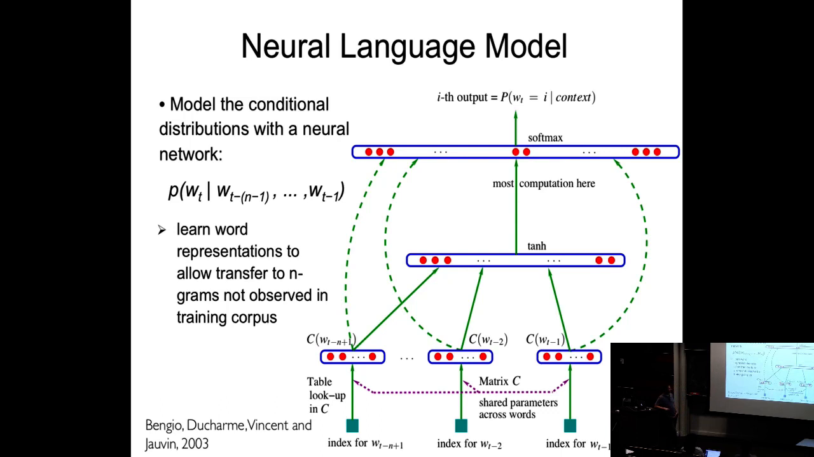So these models are much more powerful because they allow you to transfer to n-grams, the n previous words that you're seeing, not observed in the training corpus. Okay? Now the question comes, how do you learn the embeddings? How would you learn the embeddings?